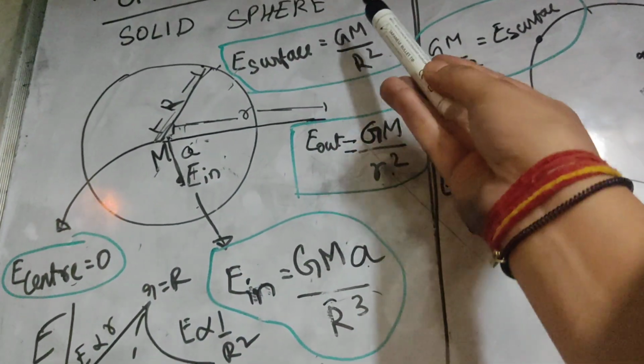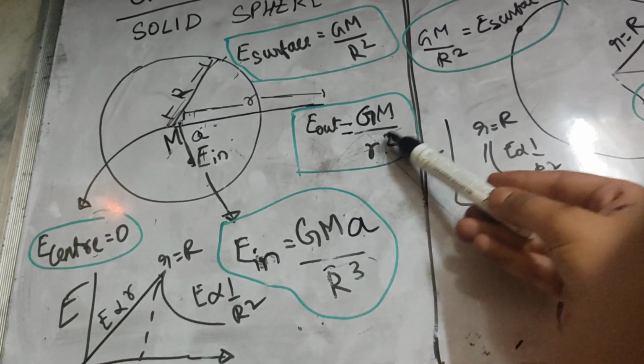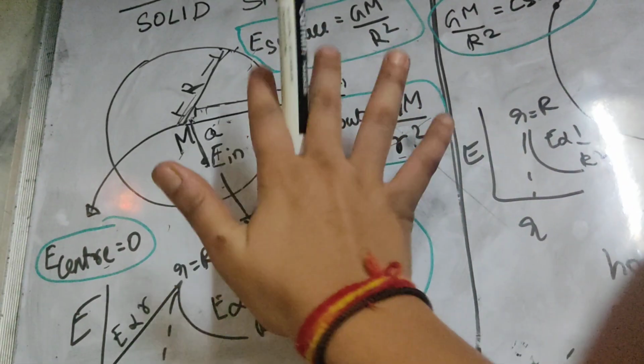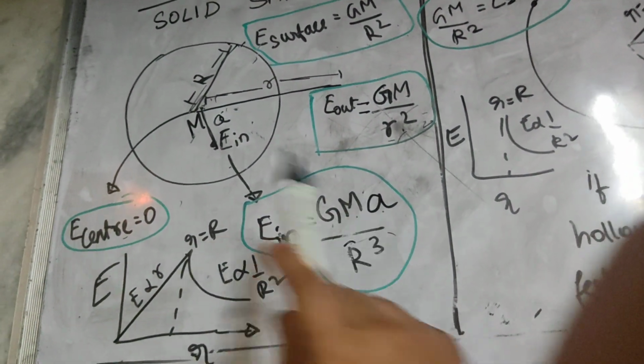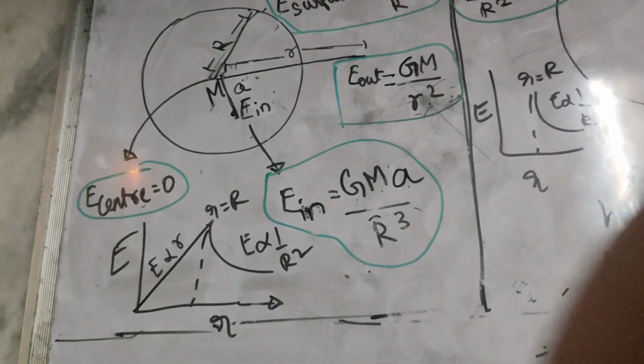At the surface it is GM upon R square. At outside it is G into M upon small r square, where r is the distance. At inside it is G into M into the distance upon R cube. And E at the center will be 0.